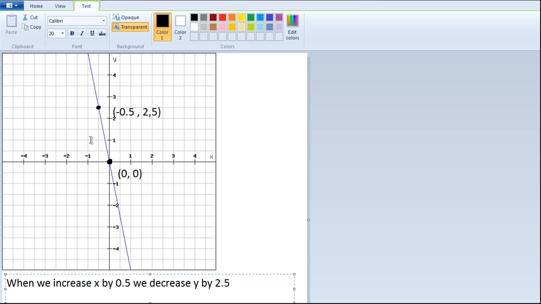So this is a way. If we choose these 2 points, we can describe the relationship between the x and y coordinates with this sentence. When we increase x by 0.5, we decrease y by 2.5. This sentence describes this line, its slope. Okay.